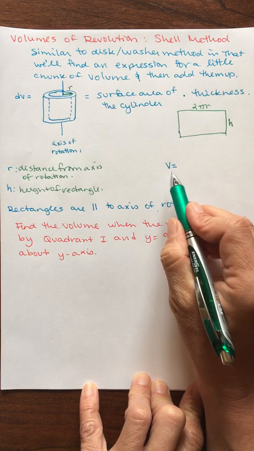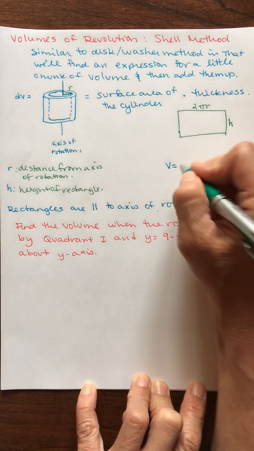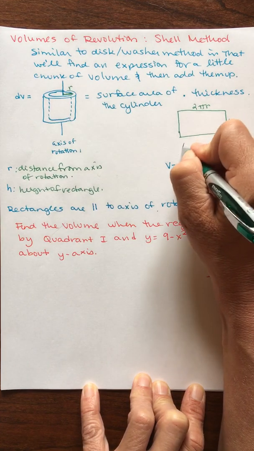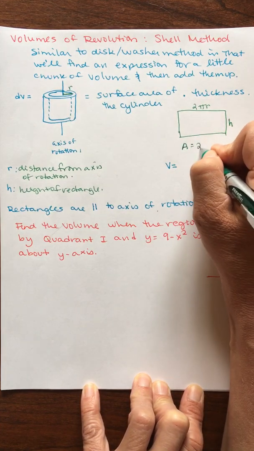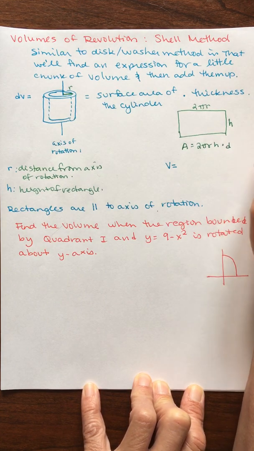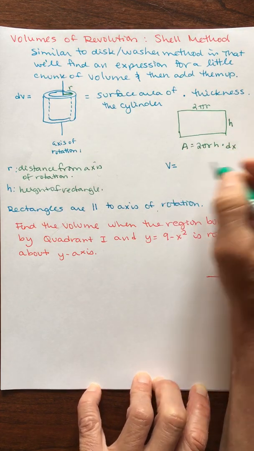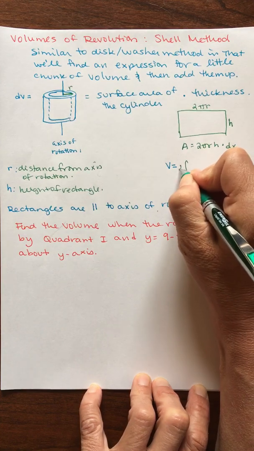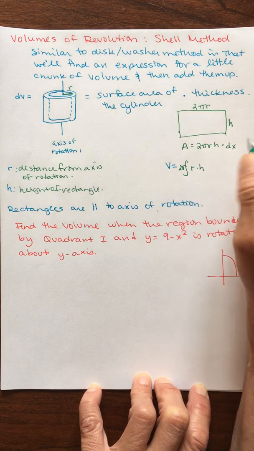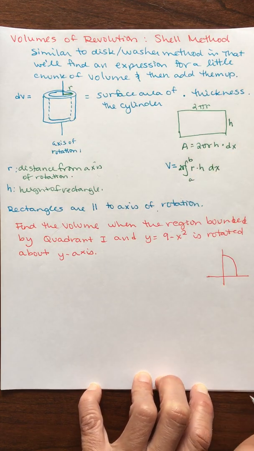So altogether, our total volume, remember we're going to find all of these little dv's, and then we're going to add them all up. Our cross-sectional area is 2 pi RH, and then we have our little thickness, whatever that's going to be. I'll write it with a dx. So our volume formula then, 2 pi is a constant, so it can live out front. So 2 pi RH dx, and then we'll need our limits of integration from a to b.